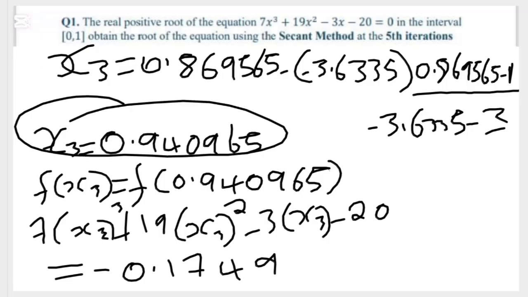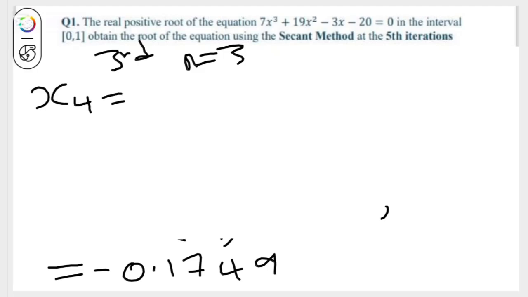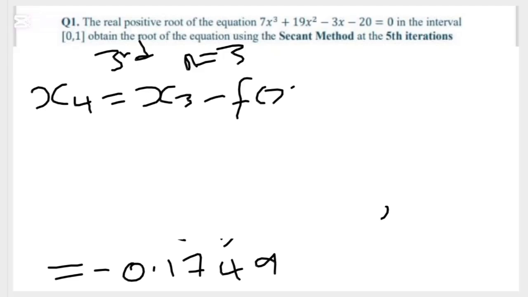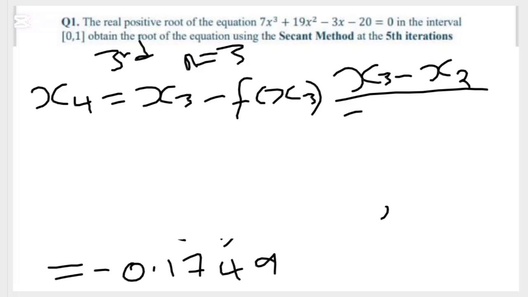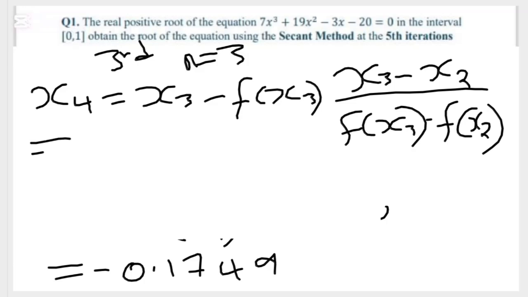So now I'm moving to the third iteration, when n is equal to 3. This will now become x of 4, minus the function f of 3, multiplied by x of 3 minus x2, divided by the function of x of 2. So this will now be equal to, what will be our x3?